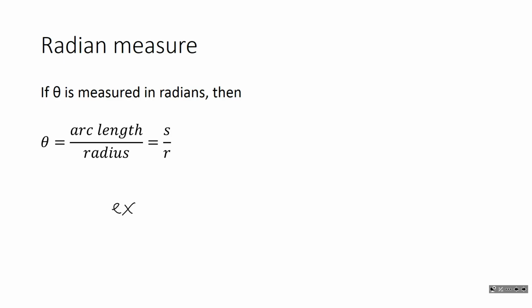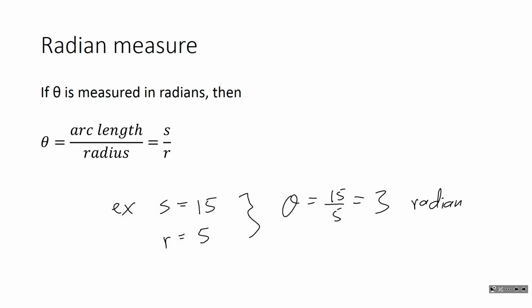So suppose that the arc length is equal to 15 units, and the radius, on the other hand, is equal to 5 units. Well, then using the formula above, we would have theta equals 15 divided by 5, which equals 3. So that is 3 radians.